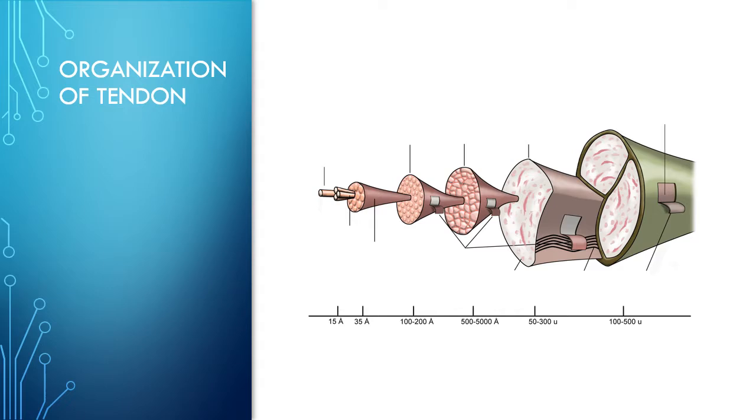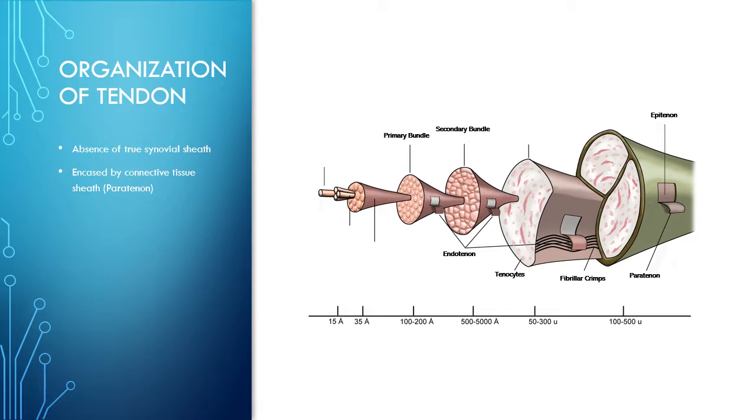So this is an organization of the Achilles tendon, and the Achilles tendon actually has an absence of a true synovial sheath, but it is encased by connective tissue sheath, which is called the peritendon. And here we have the peritendon, the epitendon, the fibular crimps, tenocytes, the endotendon, primary bundle, secondary bundle, and the tertiary bundle. Then we have collagen fiber, collagen fibril, and tropocollagen.